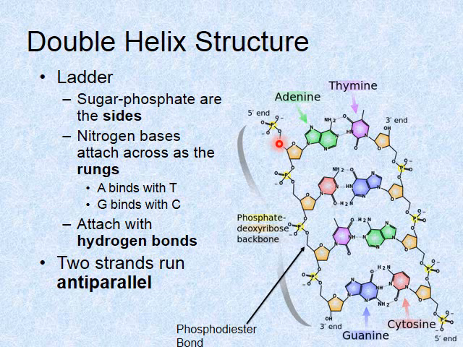So the top carbon is a 5', the bottom carbon is a 3'. When you look on the other side, it's reversed. 3' is now at the top and 5' is at the bottom. So it's just basically saying that there are these same strips of nucleotides, but one is upside down in comparison to the other.